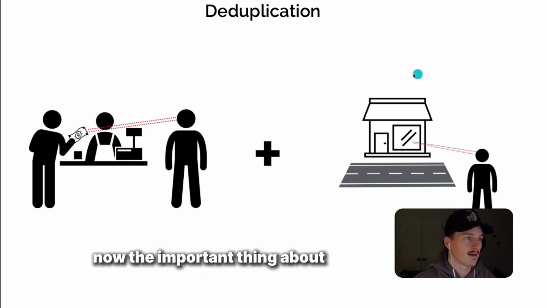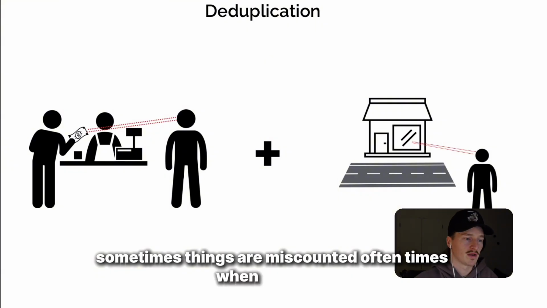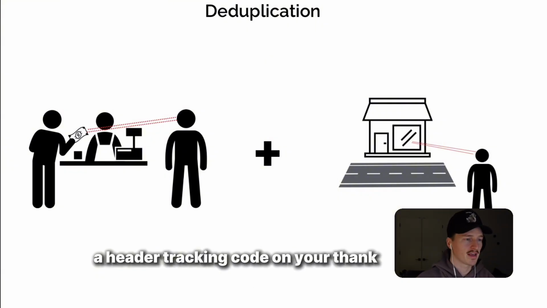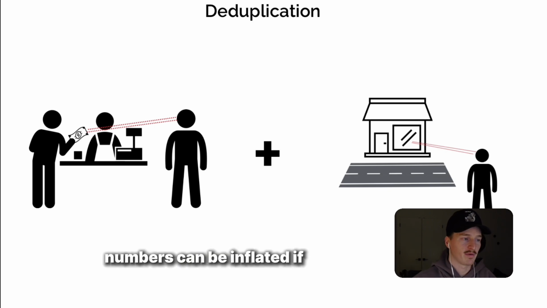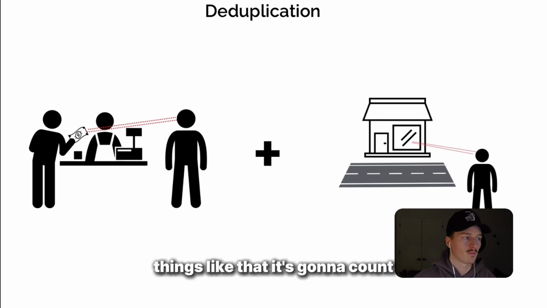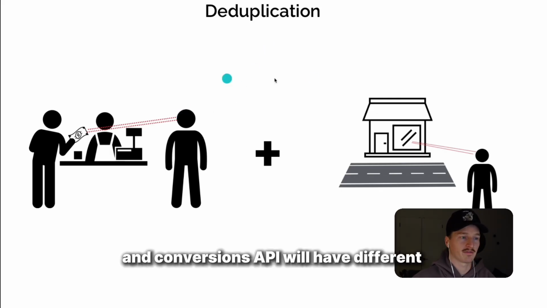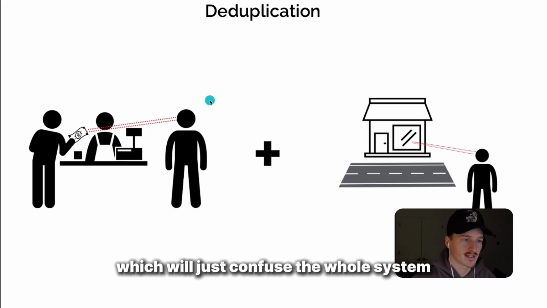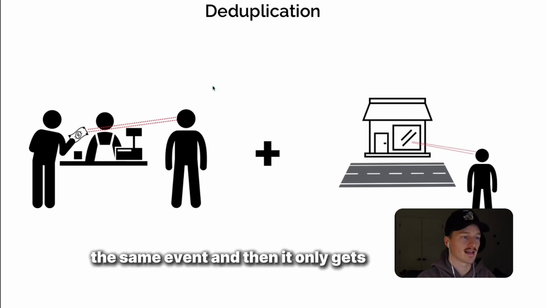Now, the important thing about deduplication is that sometimes things are miscounted. Oftentimes when you have a header tracking code on your thank you page or something that's telling the Pixel when an event happened, numbers can be inflated. If people reload the page, people revisit the page on the same device, things like that, it's going to count more times than once for these actions to happen. And Conversions API will have different numbers than the Pixel, which will just confuse the whole system. So we want to make sure that if they're both sending events, they're both sending the same event, and then it only gets sent as one event.